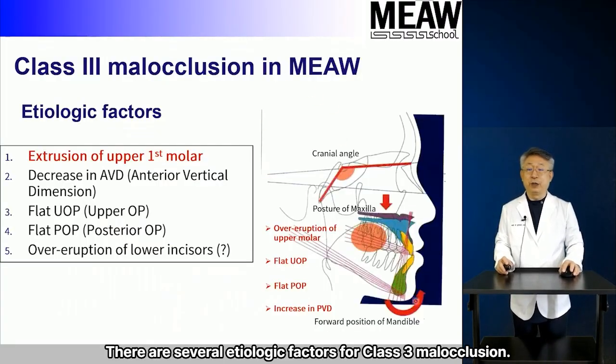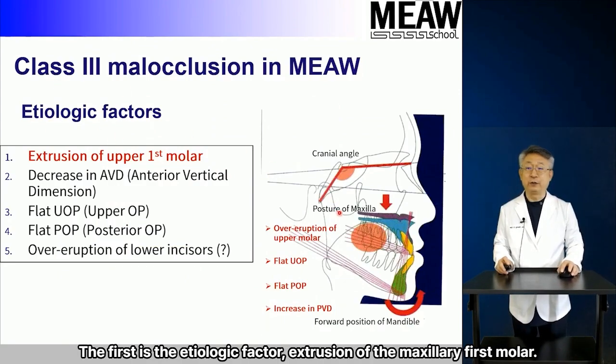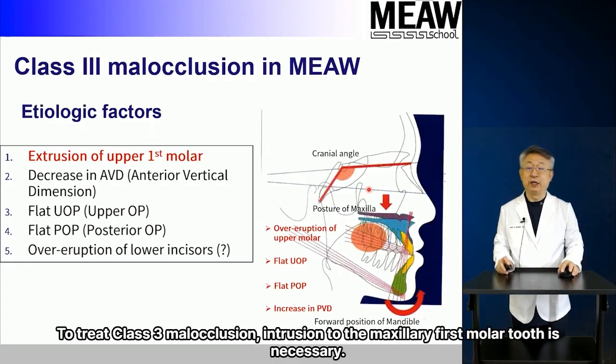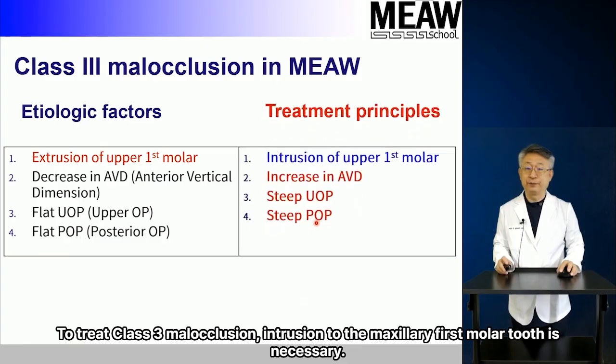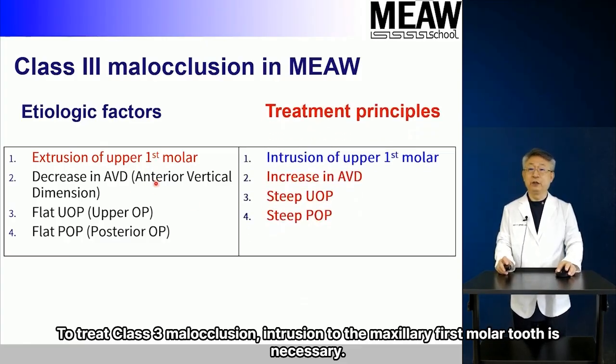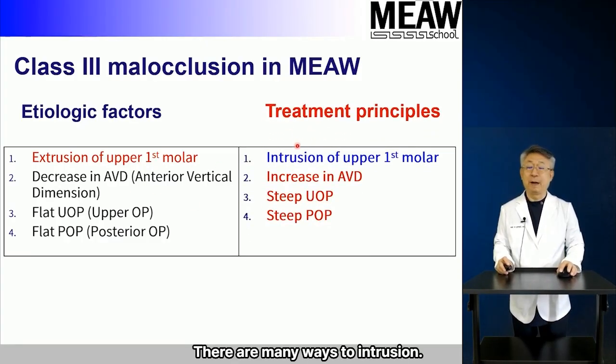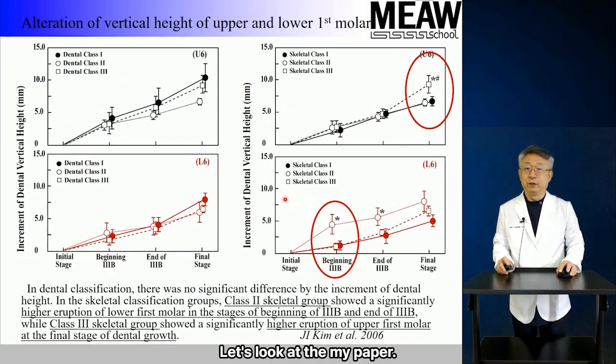There are several etiologic factors for Class 3 malocclusion. The first etiologic factor is extrusion of the maxillary first molar. To treat Class 3 malocclusion, intrusion of the maxillary first molar is necessary. There are many ways to intrude. Let's look at my paper.